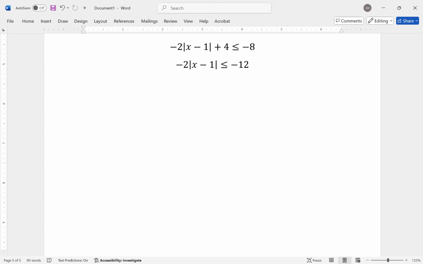Now be careful, when you multiply or divide both sides by a negative, the sign has to flip. So we get absolute value of x minus 1 is greater than or equal to a +6. Again, I had to flip the sign because I divided both sides by -2. Now I can separate this into two equations. X minus 1 could be greater than or equal to 6, or x minus 1 could be less than or equal to -6.